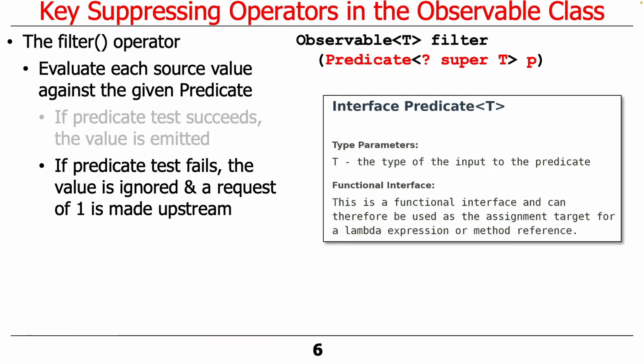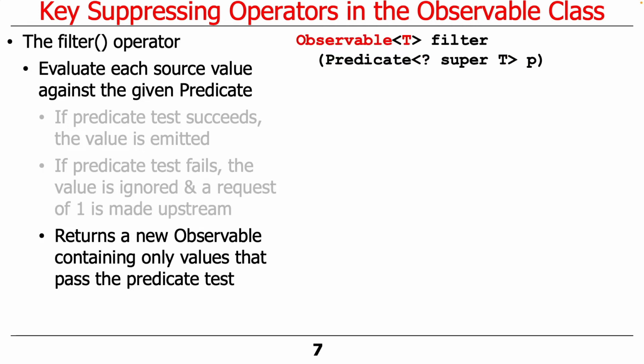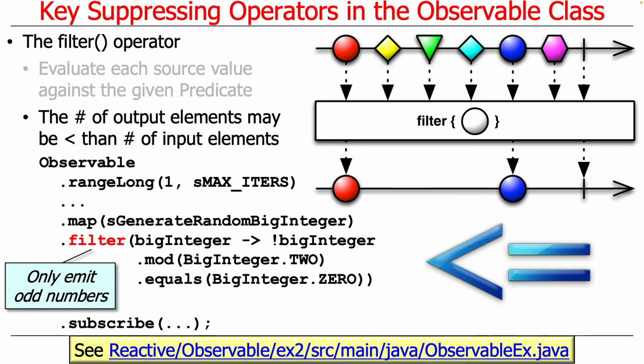If the test fails, the value is ignored and a request is made to get the next element up the stream. The observable returned from filter will only contain values that pass the predicate test. So we get back an observable that will only emit things that successfully pass the predicate. Everything else will be suppressed.